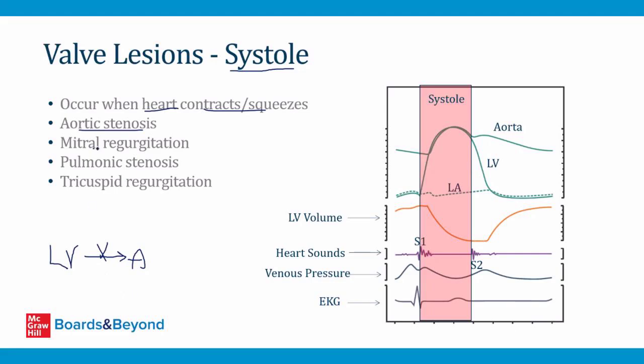In mitral regurgitation, when the left ventricle squeezes, blood is supposed to only go out to the aorta, but it can go backwards into the left atrium because the mitral valve is not sealing, and so that's also a problem in systole. In pulmonic stenosis, there's a problem in systole in that blood can't flow out of the right ventricle into the pulmonary artery. And in tricuspid regurgitation, there's a problem in systole in that when the right ventricle squeezes, blood goes backwards across the tricuspid valve into the right atrium.